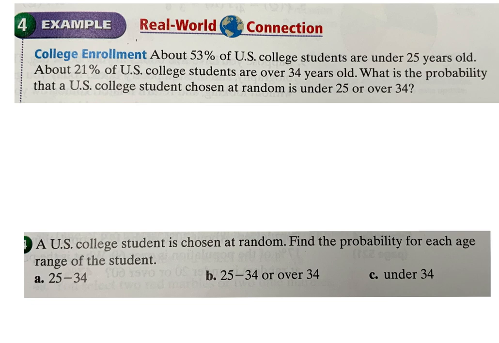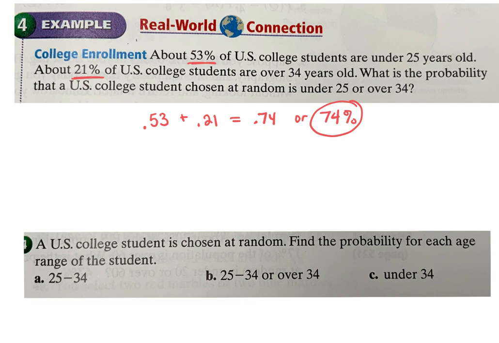So if I want to find these probabilities, I'm going to take the probability of the first. We're going to leave it as this, but because we're adding, we're going to change it to a decimal, 0.53. We are going to add it to the probability of the second one, which was over 34, 0.21. And I am going to get 0.74, or if I convert that back to a percentage, 74%.